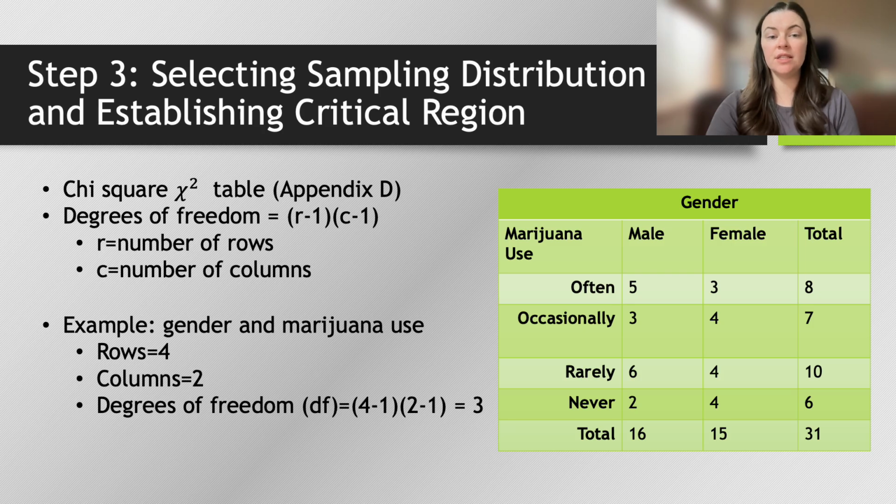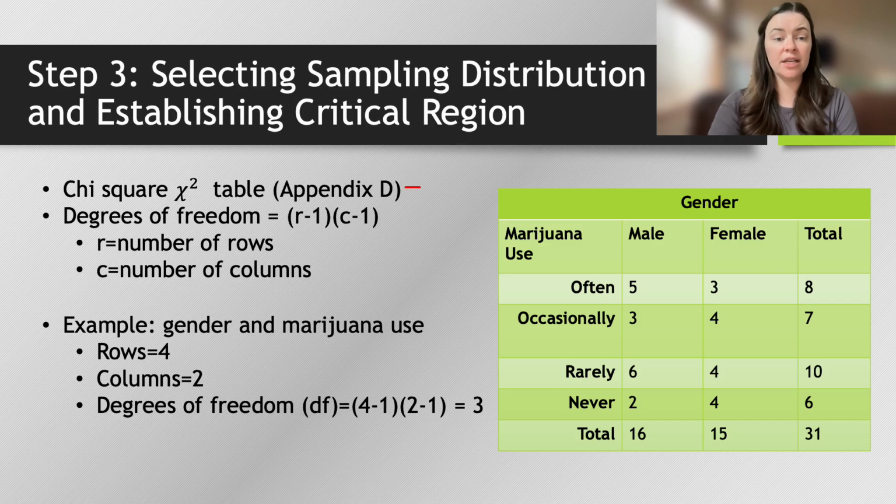Our third step is to select our sampling distribution and establish our critical region. Whenever we conduct a chi-squared test for independence, we will always be using a chi-squared distribution rather than a normal distribution. Remember from step 1, we do not have the same assumption of needing a normal distribution because the chi-squared distribution looks different. It's always going to be a one-tailed test, and we are only interested in the positive end of the distribution. With that being said, we have a different table that we'll need to use in order to establish our critical region or our barrier cutoff for our rejection zone.